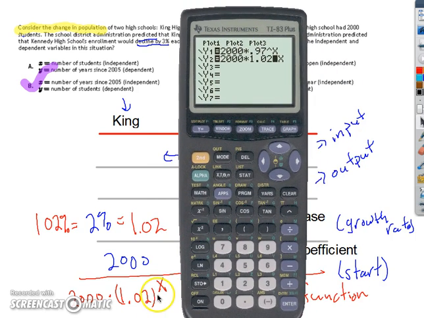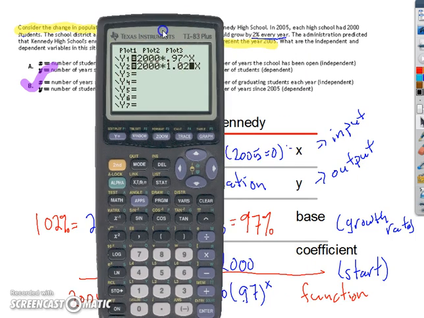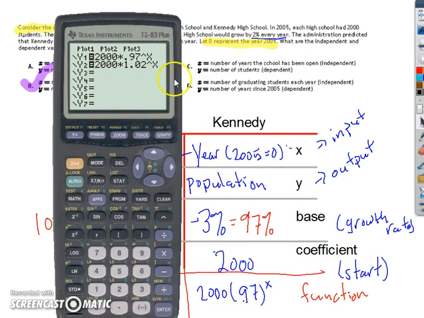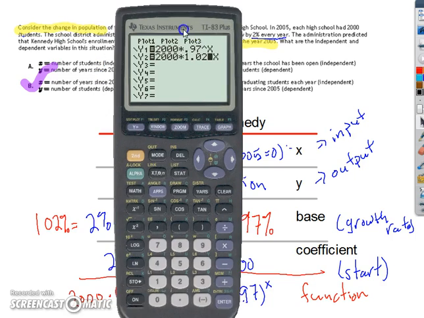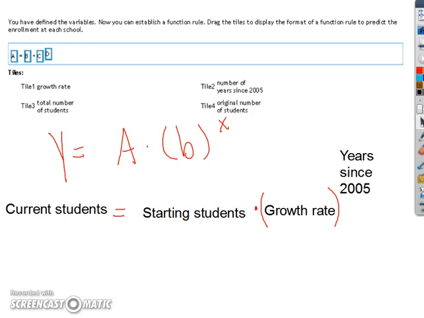So that is the function for King High School that I put into y2, and then for y1, same thing. The input was the number of years, the output is the population. It's decreasing by 3%, so the base or the growth factor is 0.97. That's 3% lower than 100%. The coefficient is again 2,000 to start with, and that means my function is 2,000 times 97% to the x power. And I'm going to graph both of those now that I have a data table.